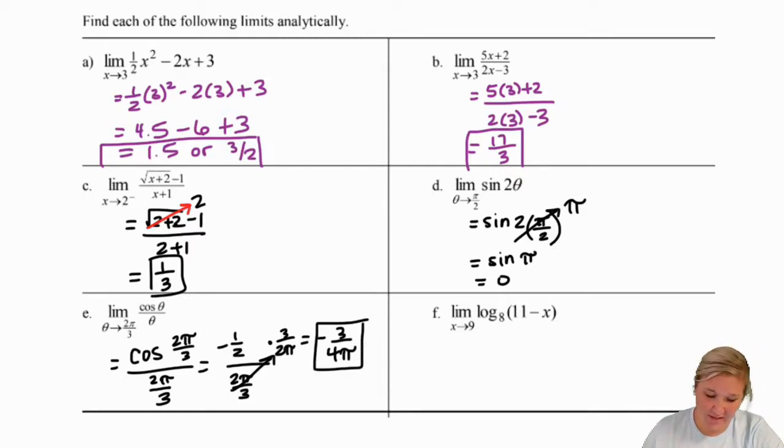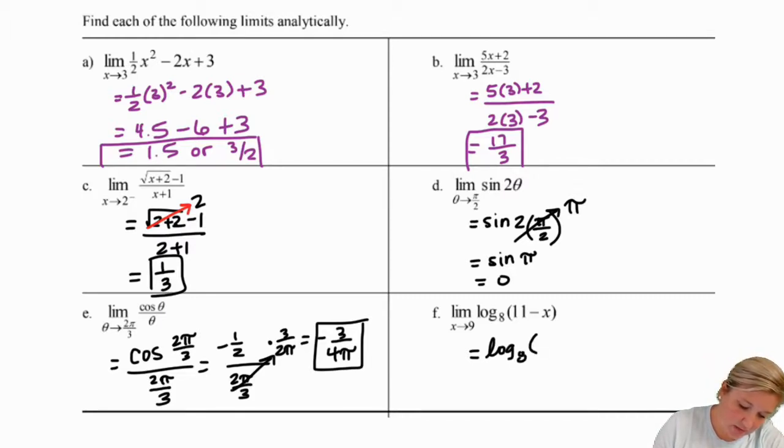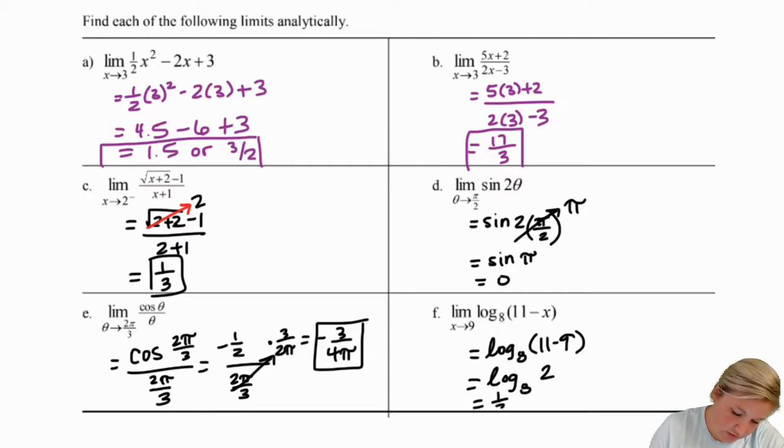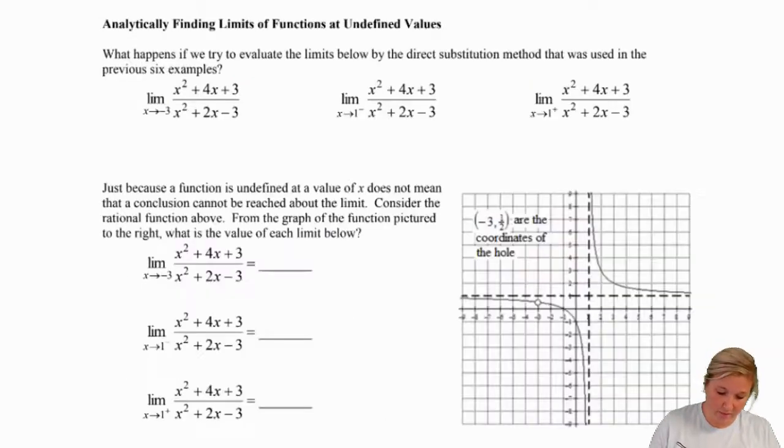There you go. So then the next example, which we have a log. As x approaches 9 of log base 8 of 11 minus x. So again, just replacing x with that value. So I have the log base 8 of 11 minus 9, which is the log base 8 of 2, which is 1/3. So just replacing that value there.